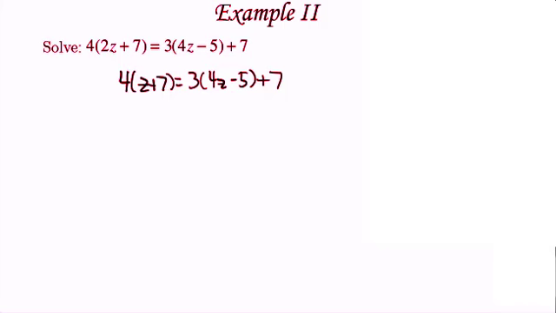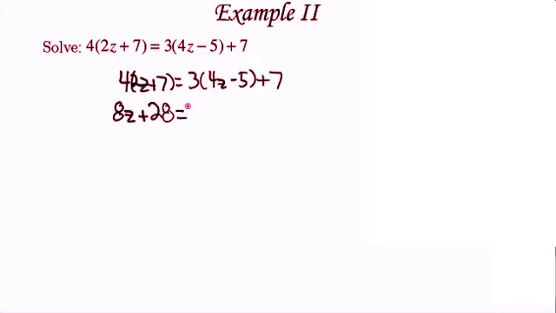Okay, so remember that the distributive property tells me that if I have A times B plus C, that is equal to AB plus AC. When I look at this equation, I start over here on the left side, and I'm going to eliminate these parentheses by multiplying 4 times 2z plus 7 to give me 8z plus 28. So 4 times 2z is 8z. 4 times 7 is 28.